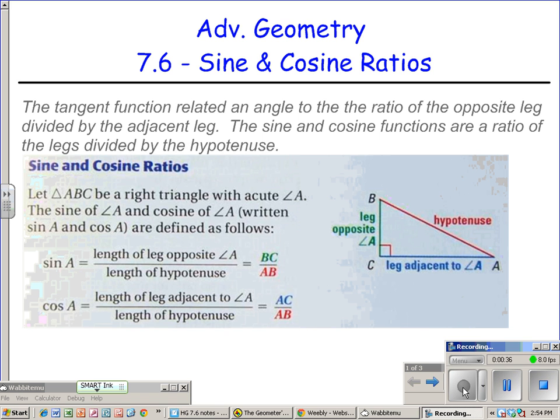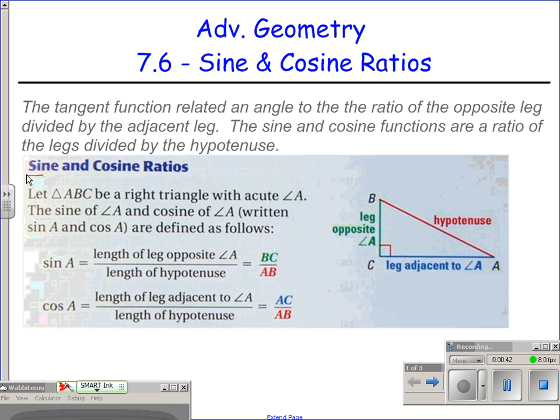So take a second to copy these things down. A couple of little notes. It is called the sine function and the cosine function. This is how we write it. It is still pronounced sine. We don't say "sin A" or "cos A." We say sine of angle A, and we say cosine of angle A.